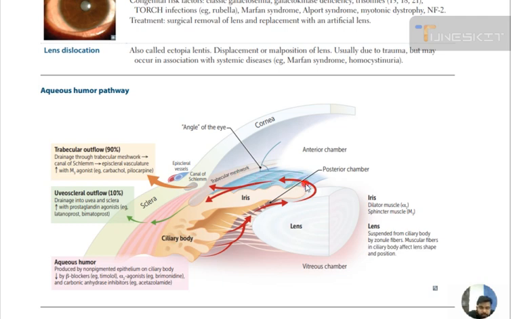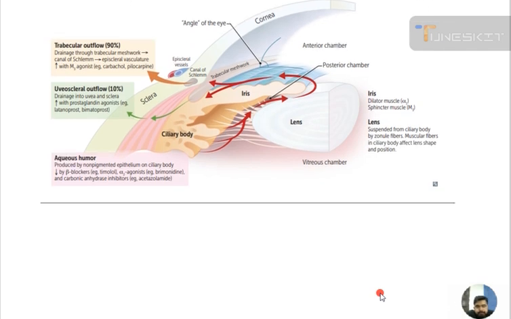And the second abnormality could be in the pupil. Let's suppose the pupils are constricted, how will this aqueous humor move forward into the anterior chamber? So there would be back pressure, and it would result in glaucoma.